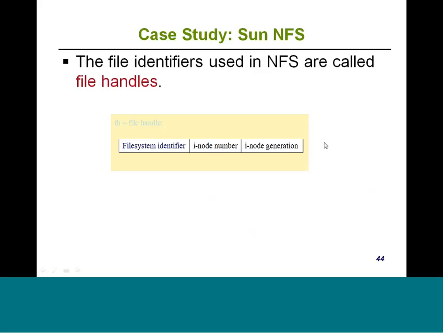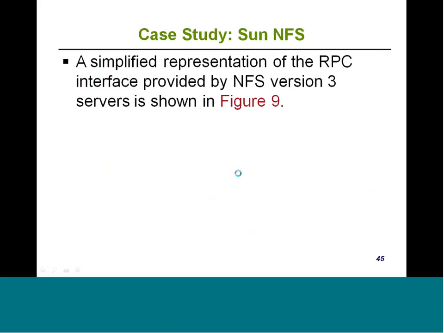So for the file identifiers, we already introduced this concept of a file handle. The file handle is the file identifier that is used in the NFS itself. A particular file handle, denoted as FH, could be the file system identifier, the inode number, and then the inode generation itself. All of them are combined together to get the file handle.